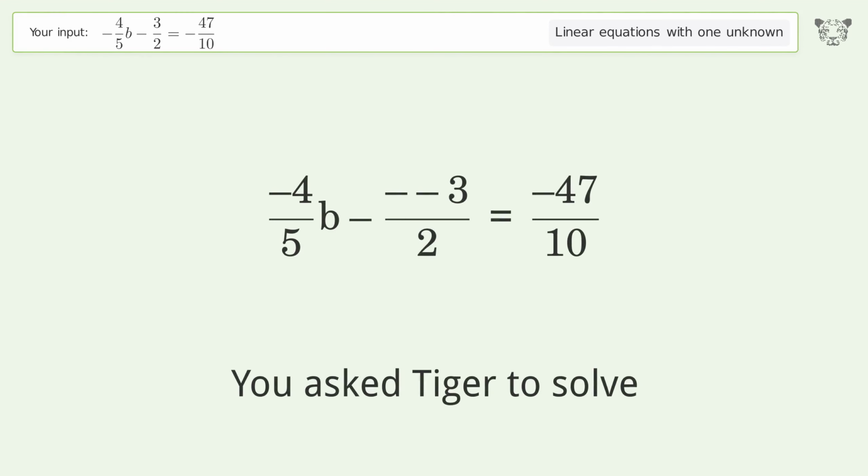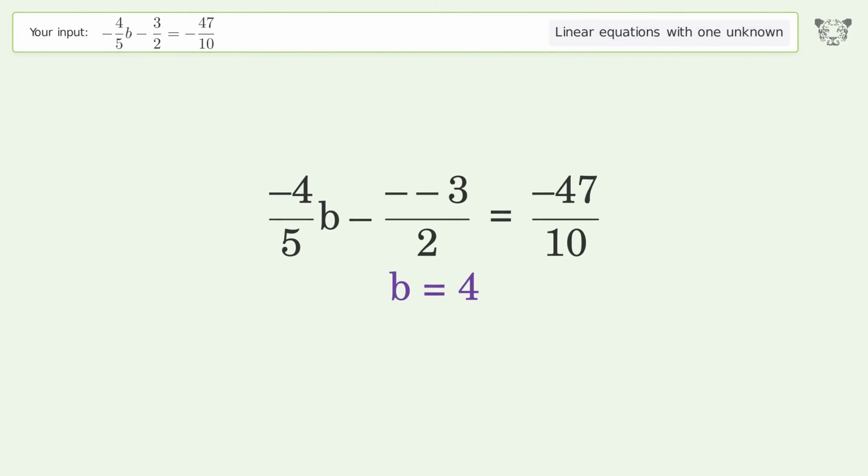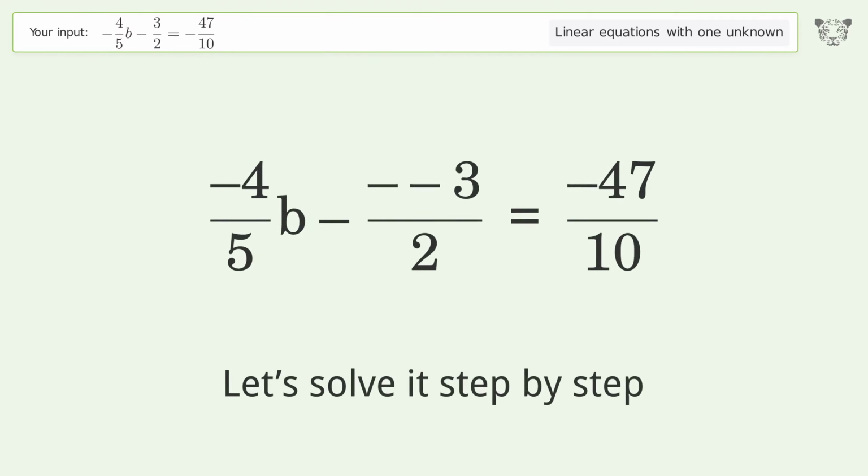You ask Tiger to solve this. This deals with linear equations with one unknown. The final result is b equals 4. Let's solve it step by step.